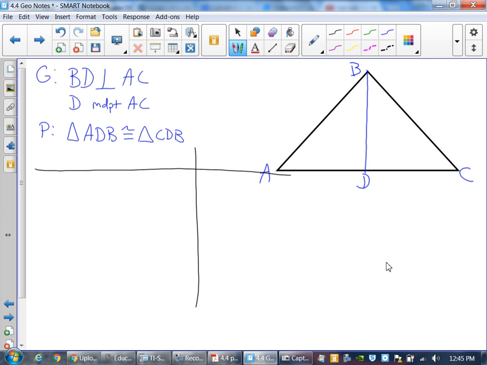Gee, where do you think you start these problems? Tigers? Bears? Start with your given. Now, if you're given that, what does your sheet say to do? Have it out in front of you.